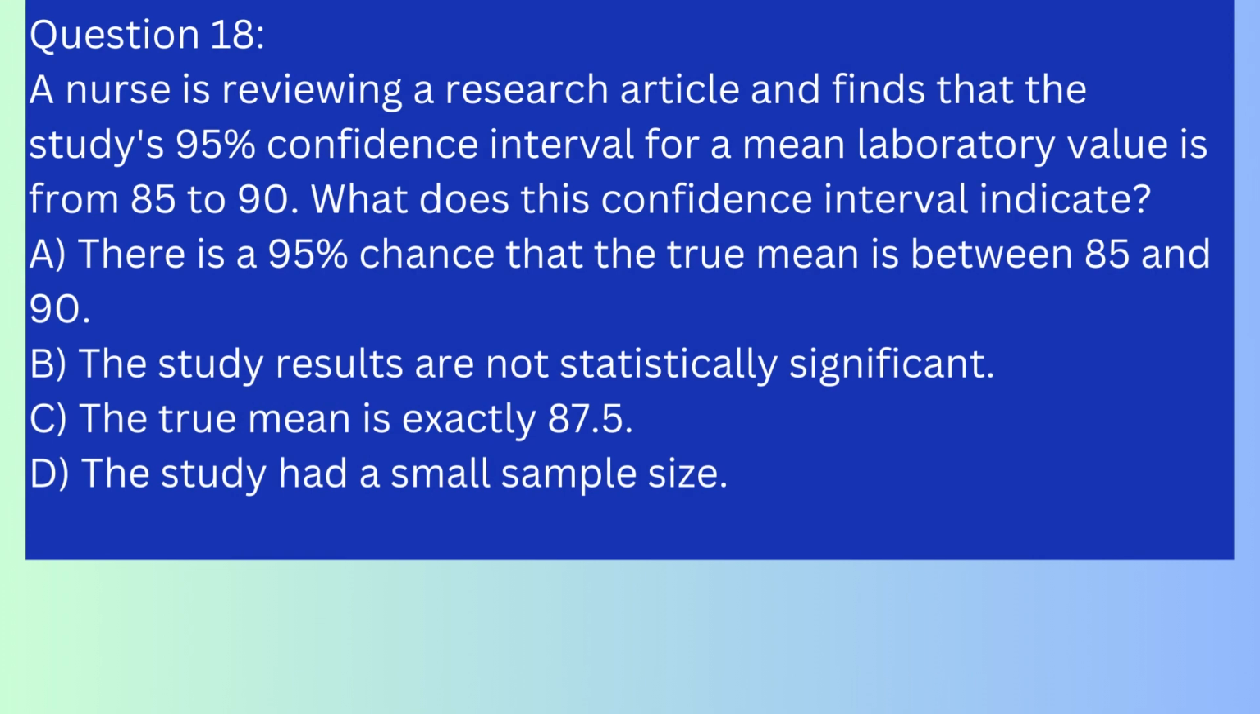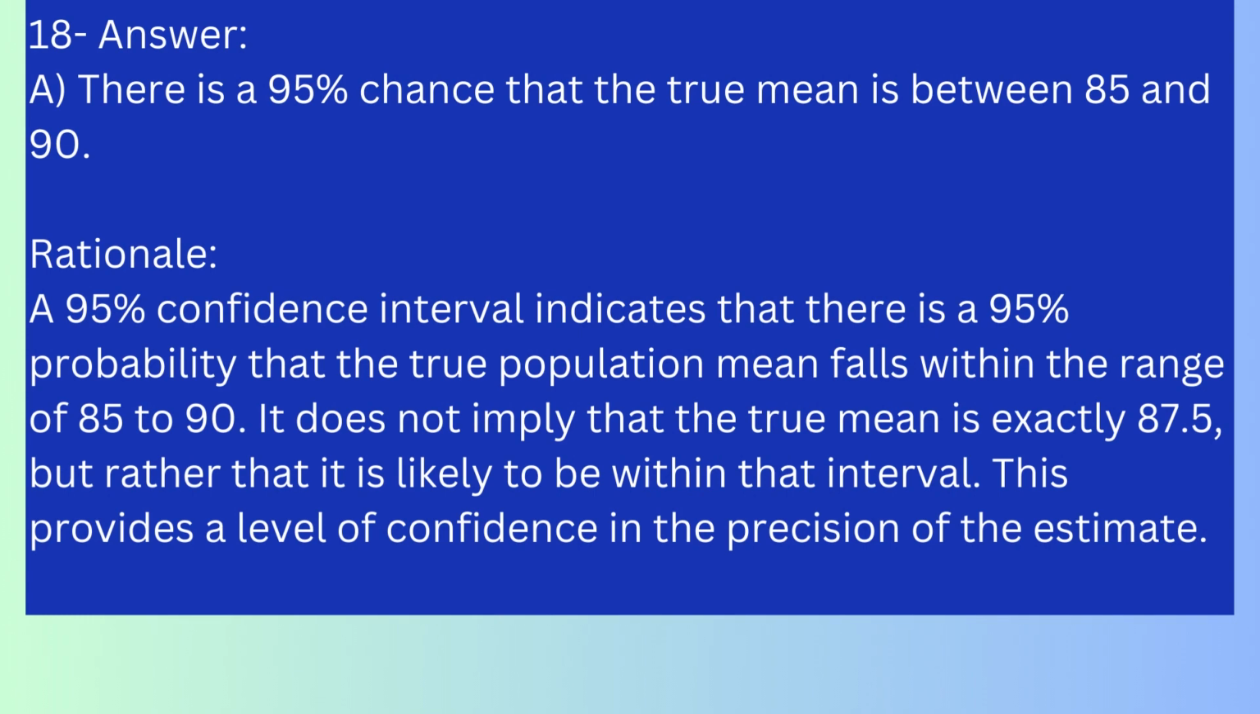Question 18. A nurse is reviewing a research article and finds that the study's 95% confidence interval for a mean laboratory value is from 85 to 90. What does this confidence interval indicate? A. There is a 95% chance that the true mean is between 85 and 90. B. The study results are not statistically significant. C. The true mean is exactly 87.5. D. The study had a small sample size. Answer: A. There is a 95% chance that the true mean is between 85 and 90.